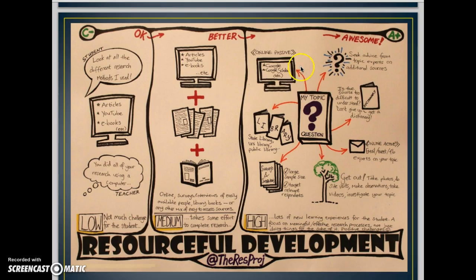If you want to get an A for some really resourceful research development, this is what you need to be doing. You can have some online passive research. You can have some books, but be resourceful in the way you access them. Show evidence that you attended, or a journal entry about how you attended the state library, a university library, your local public library, the Martin Library.